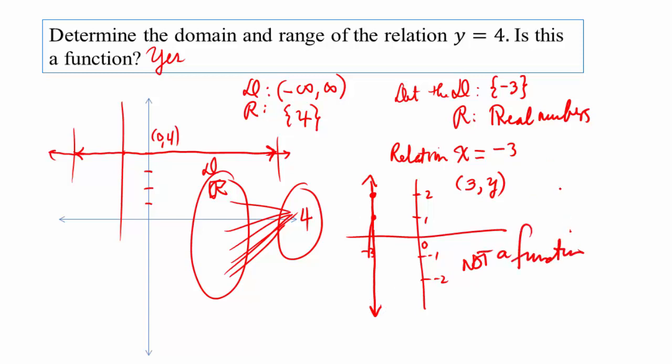So if you have a horizontal line, the range is just the y value, and the domain is all real numbers. Whereas if you have a vertical line, it is not a function, it's a relation where the domain is composed of just the x element that's given here, which is -3 in this case. And the y values could be anything. That's why the range is all real numbers.